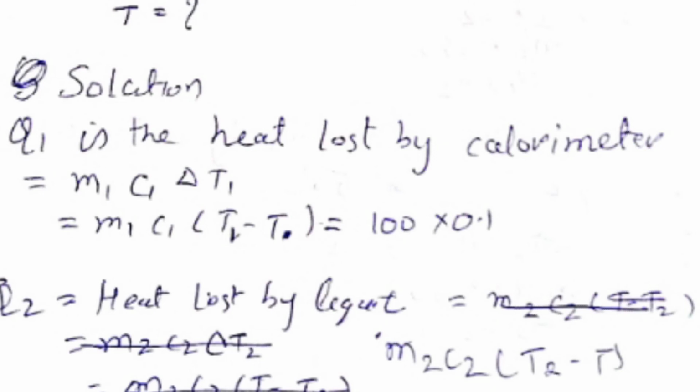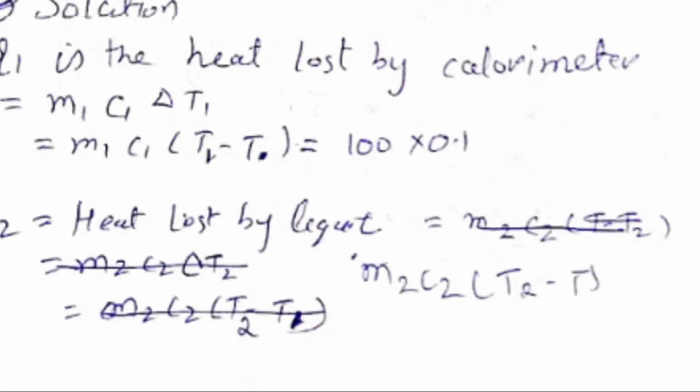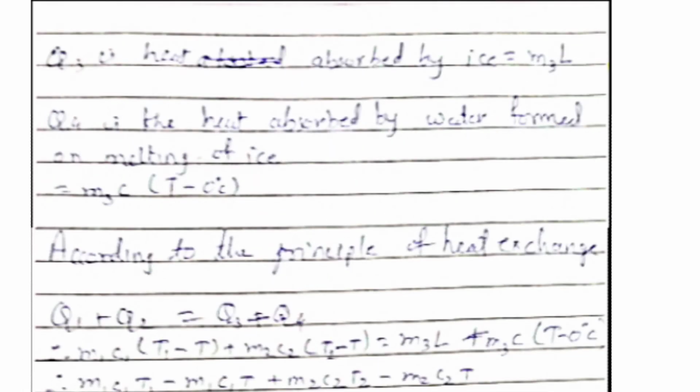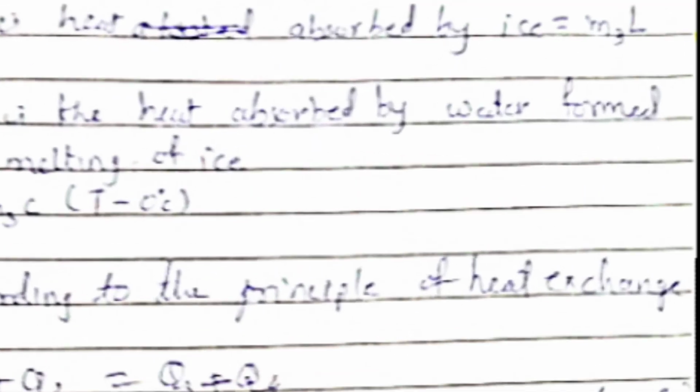Now the heat lost by that liquid will be M2 C2, T2 minus T, same as this, because the calorimeter also lost heat and that liquid also lost heat, na? So the same formula will be there. Only instead of M1 you have M2, instead of C1 you have C2, and then it will be T2 minus T. Here this is a little blurred. Try to understand whatever I am saying. I will try to write it.